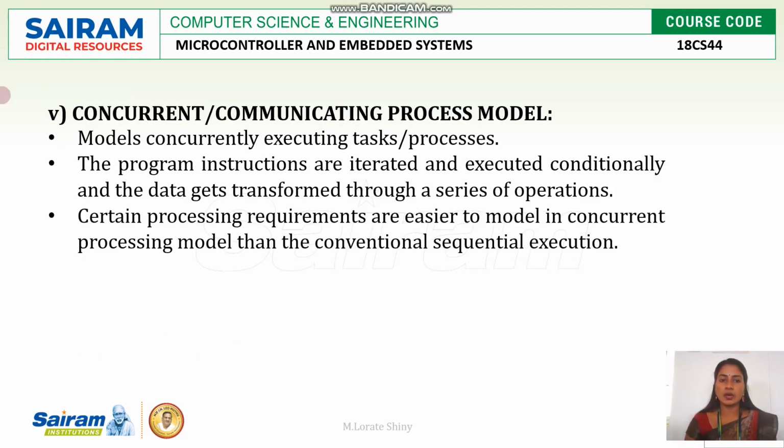The fourth one is the concurrent or communicating process model. In the concurrent or communicating process model, the big process will be segregated or divided into subtasks. Each subtask, or each subprocess, will be executed in parallel. Here the processing requirements are easier to model in the concurrent processing model than in the conventional sequential model, because here we are not executing the entire program. We are dividing that program into subtasks and executing them.